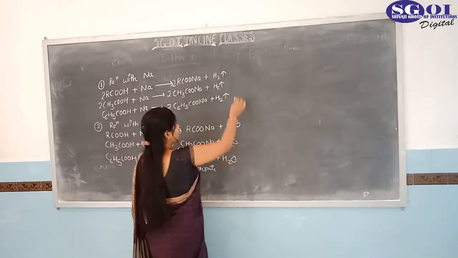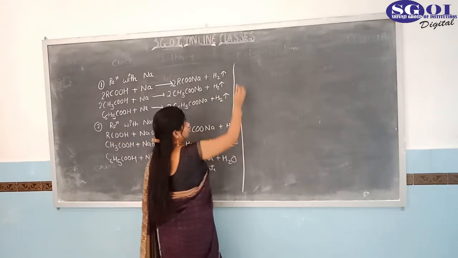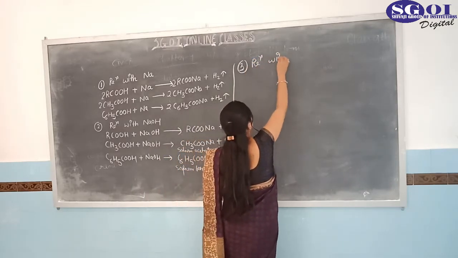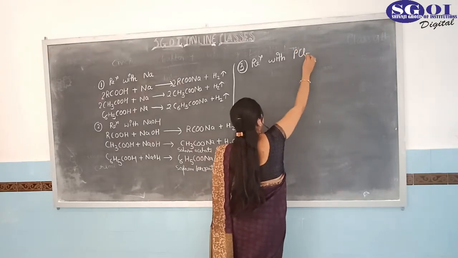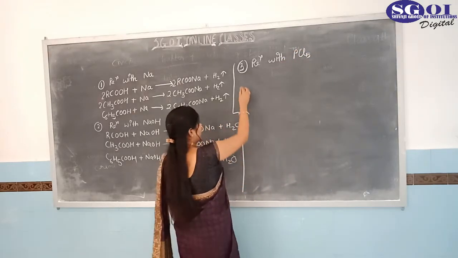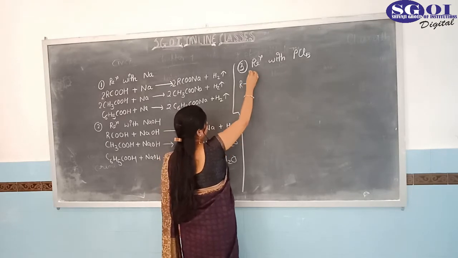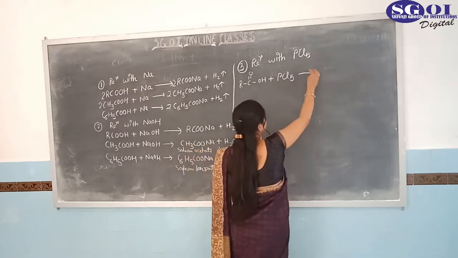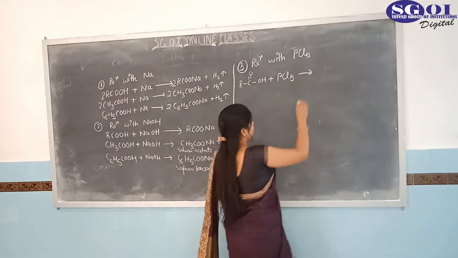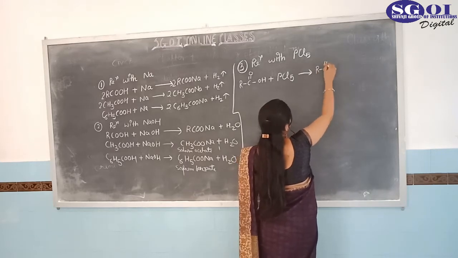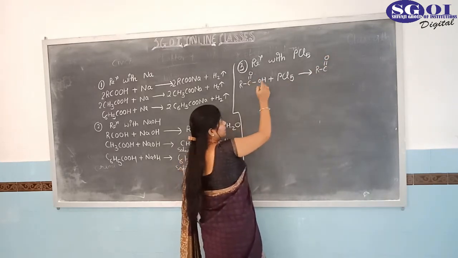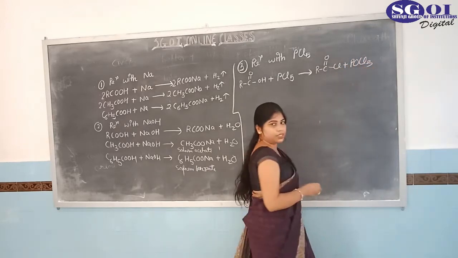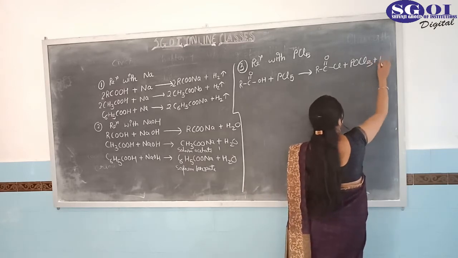Now move to reaction number 3, reaction with PCl5. Okay. Now when RCOOH reacts with PCl5, it gives acid chloride. Acid chloride is, in place of OH, Cl will come. Then POCl3, that is phosphorus oxychloride, and HCl.